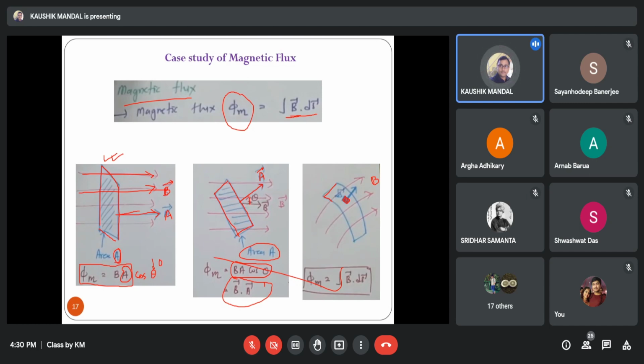In that case, theta is more than 0, so the induced magnetic flux phi m will be less than in this particular situation. Now if you place this surface parallel to the magnetic field, then what will happen? What will be the magnetic flux?